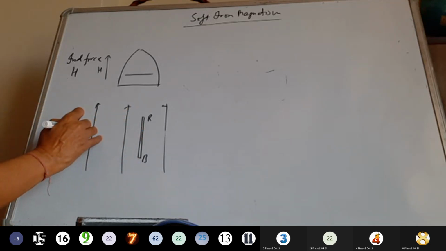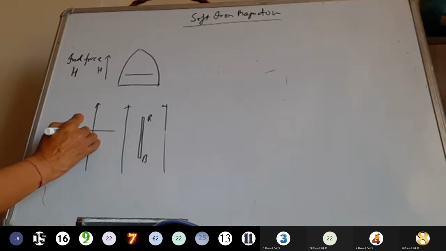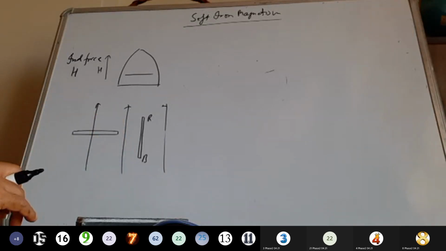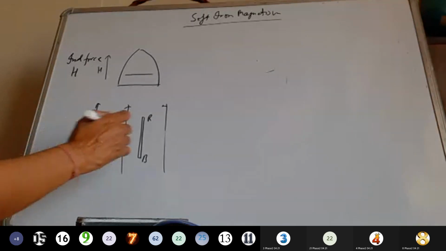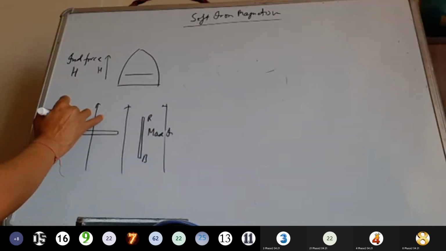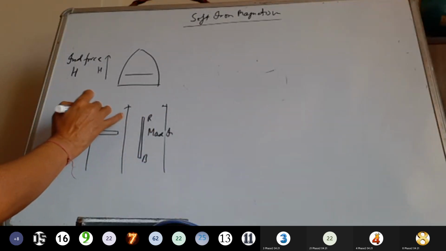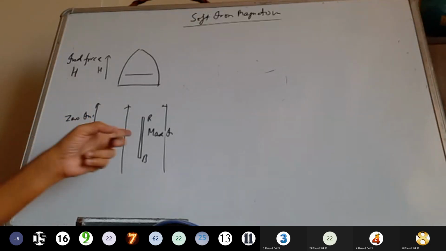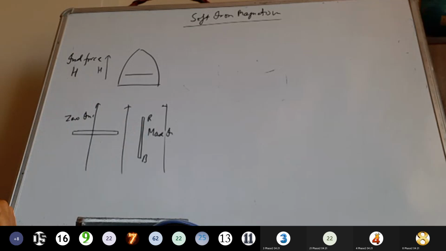If I keep this iron piece like this, will it receive any induction along the length? No. Here you will have maximum induction and here you will have zero induction, because the lines of force are entering like this. Nothing is entering from here, and nothing is entering from here either. So here the induction along the length will be zero.